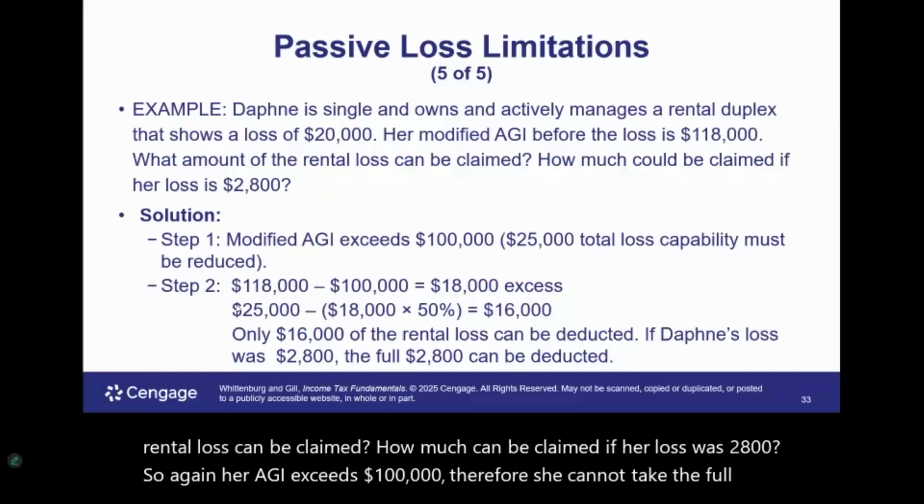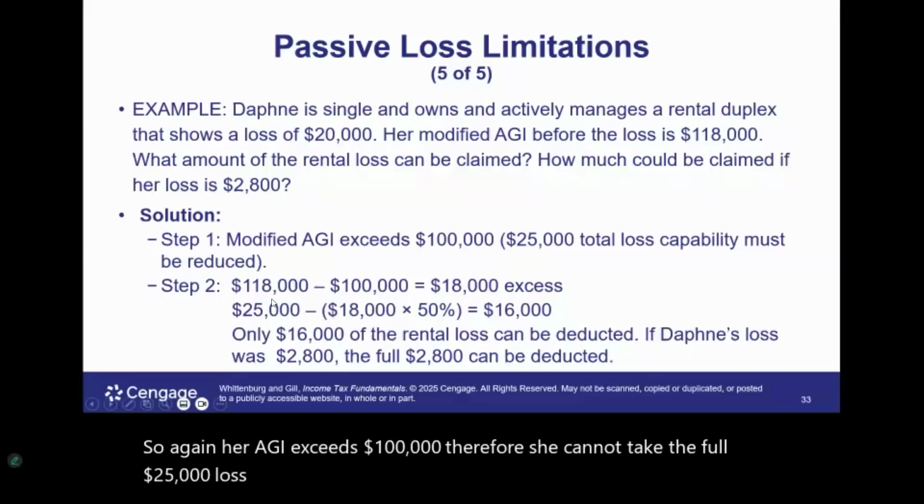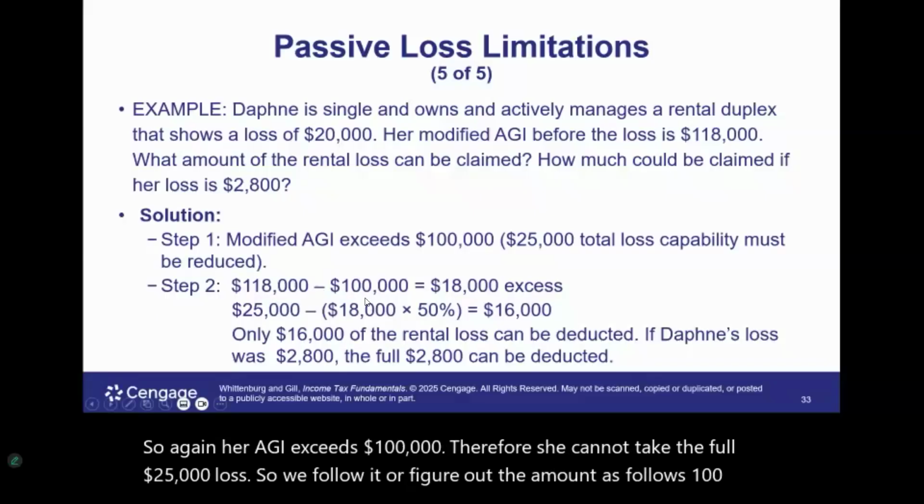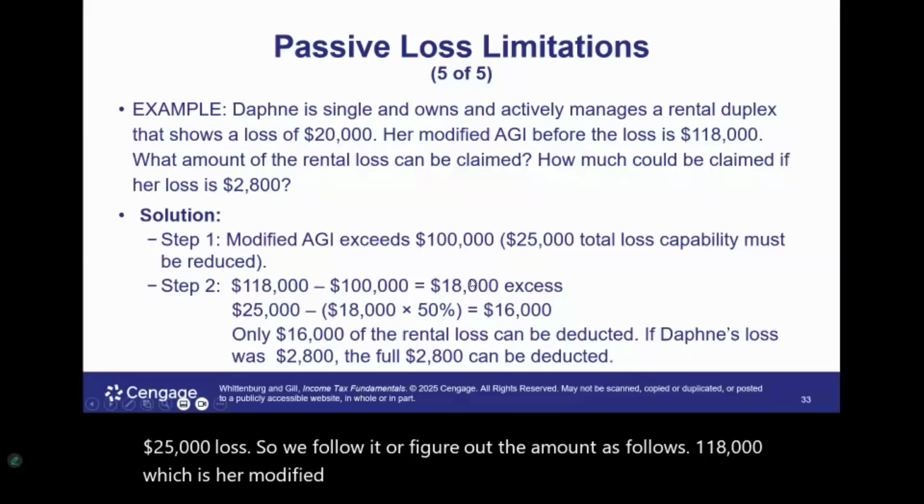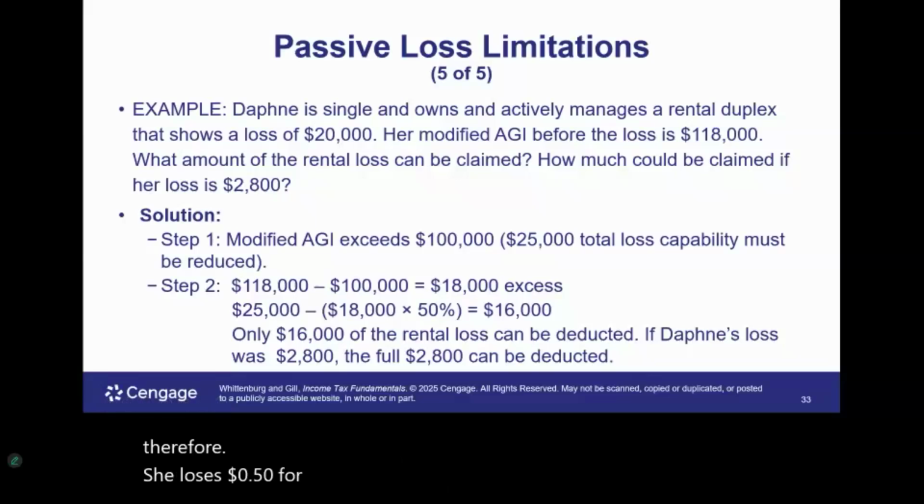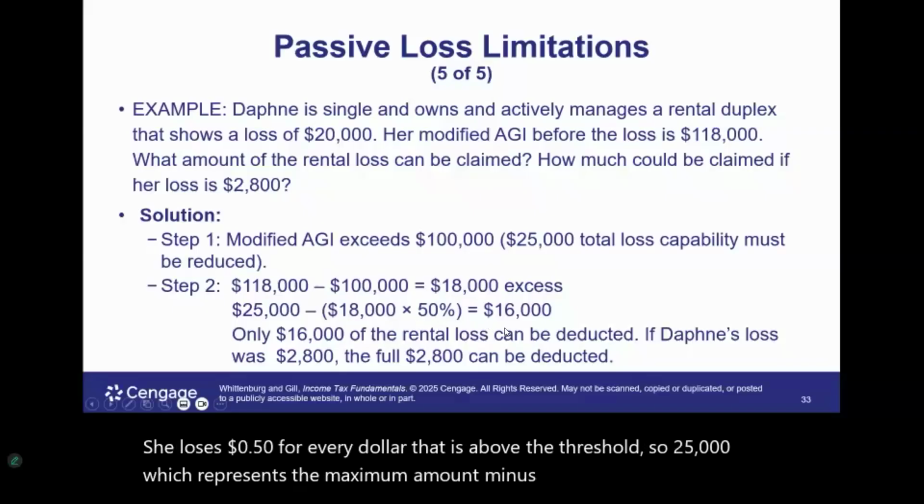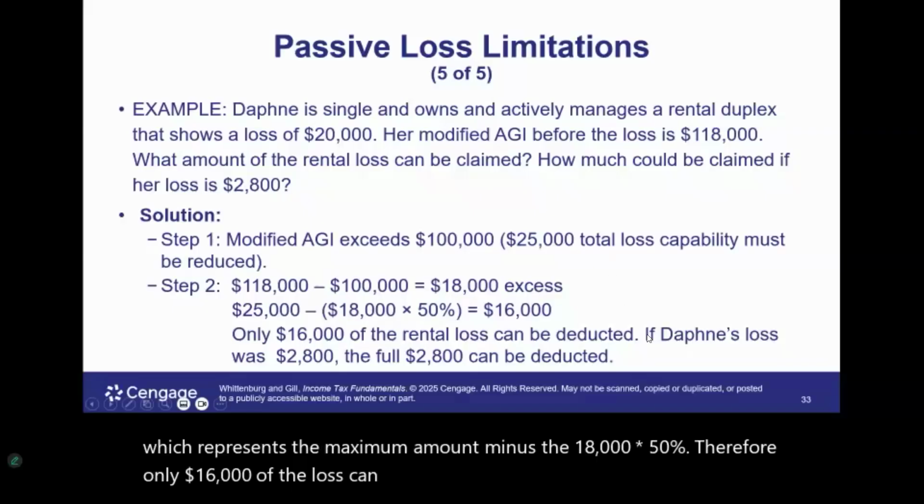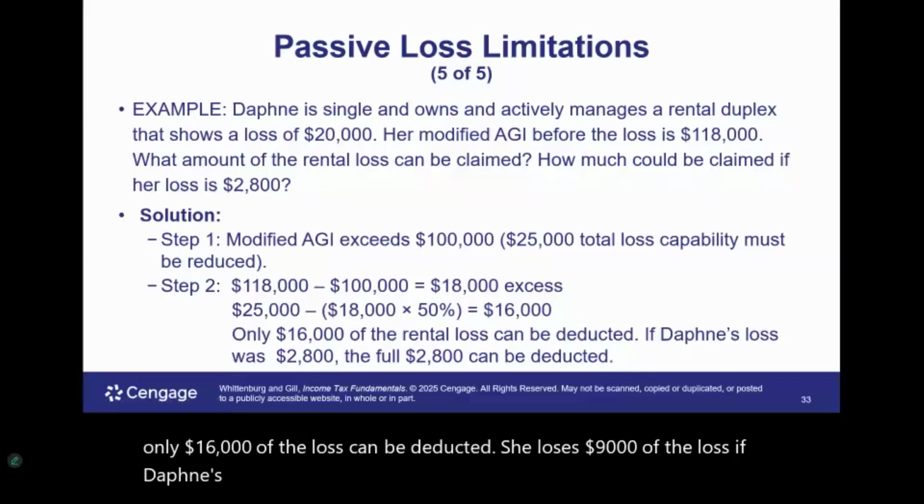So we figure out the amount as follows: 118,000, which is her modified AGI, minus the threshold. She's $18,000 in excess. So therefore, she loses 50 cents for every dollar that is above the threshold. So 25,000, which represents the maximum amount, minus the 18,000 times 50%. Therefore, only $16,000 of the loss can be deducted. She loses $9,000 of the loss. If Daphne's loss was 2,800, then in such case, the full 2,800 can be deducted.